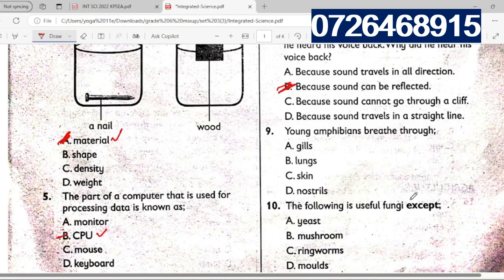Young amphibians breathe through gills and then later through lungs. Young, they will breathe through gills.